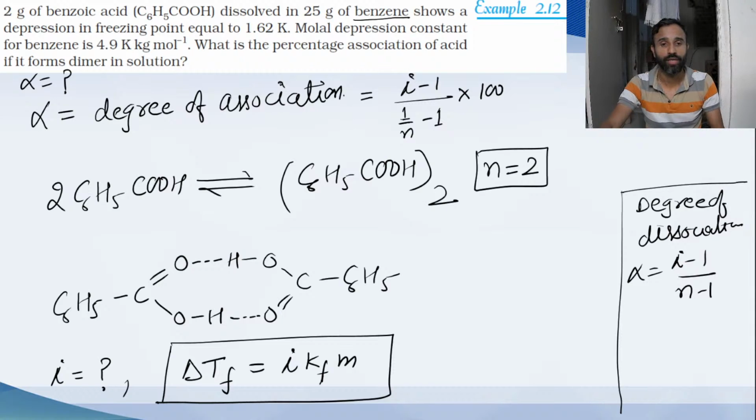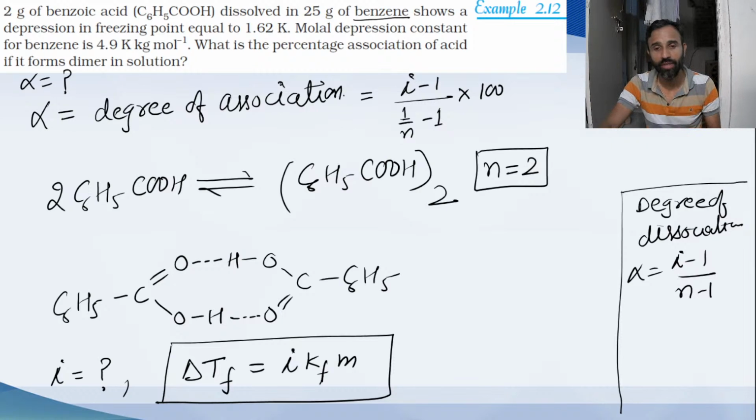Now see, in this case n is given because it forms a dimer. As it forms a dimer, n is 2. So what is left? i. i is not given to us. To calculate i, we use this formula delta TF equal to i KF m. Here delta TF is given, KF is given, but small m is not given. So we further expand it.